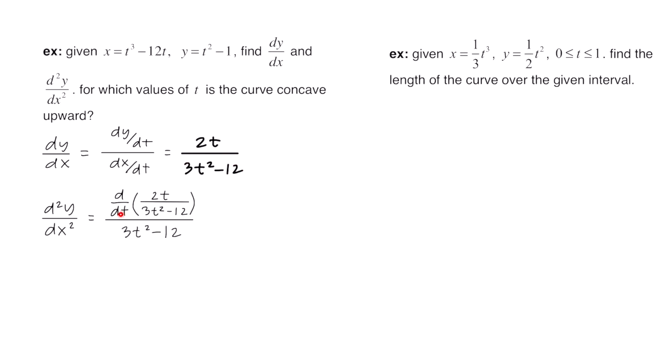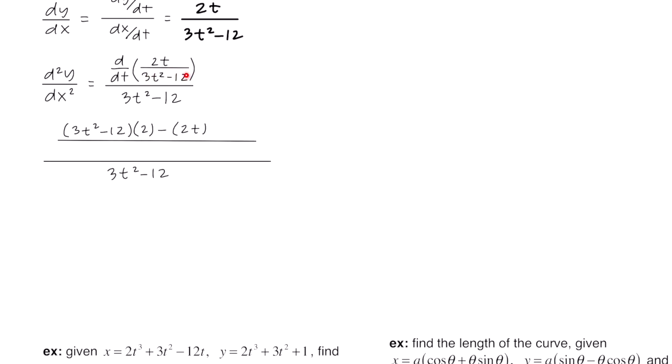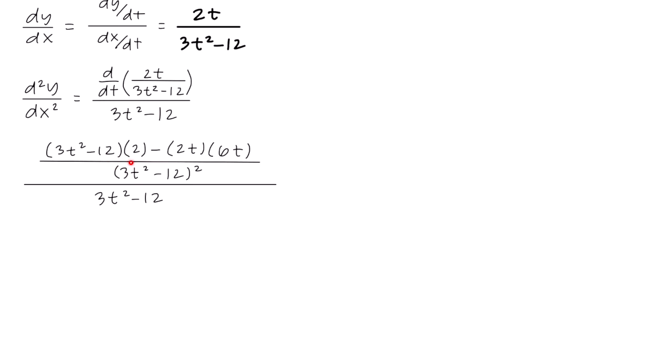So now we take the derivative of this fraction, so we're going to use the quotient rule. According to the quotient rule, we go low d high, so the derivative of the top is 2, and then minus high d low, so the derivative of the bottom is 6t, and it's all over the low squared. Next, we're going to take this 2 and distribute it right here, and then we're going to multiply this negative by 2t and 6t.